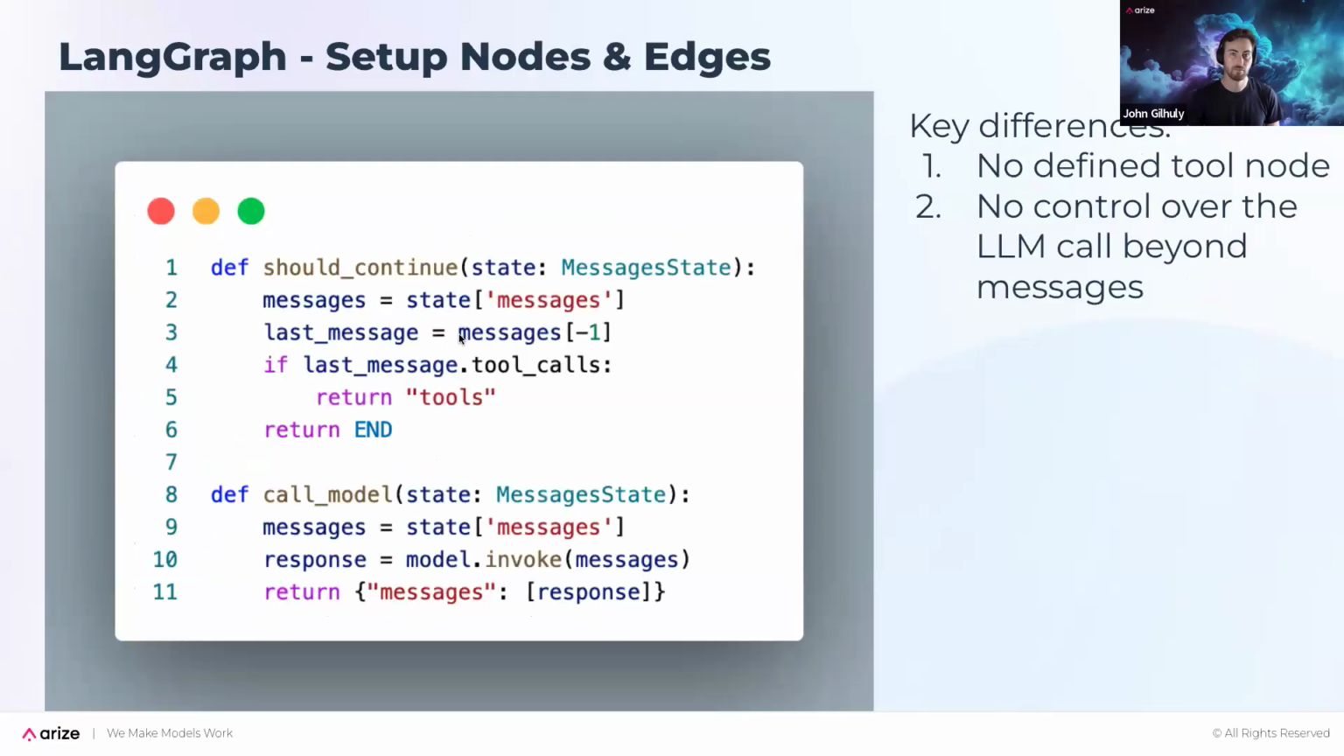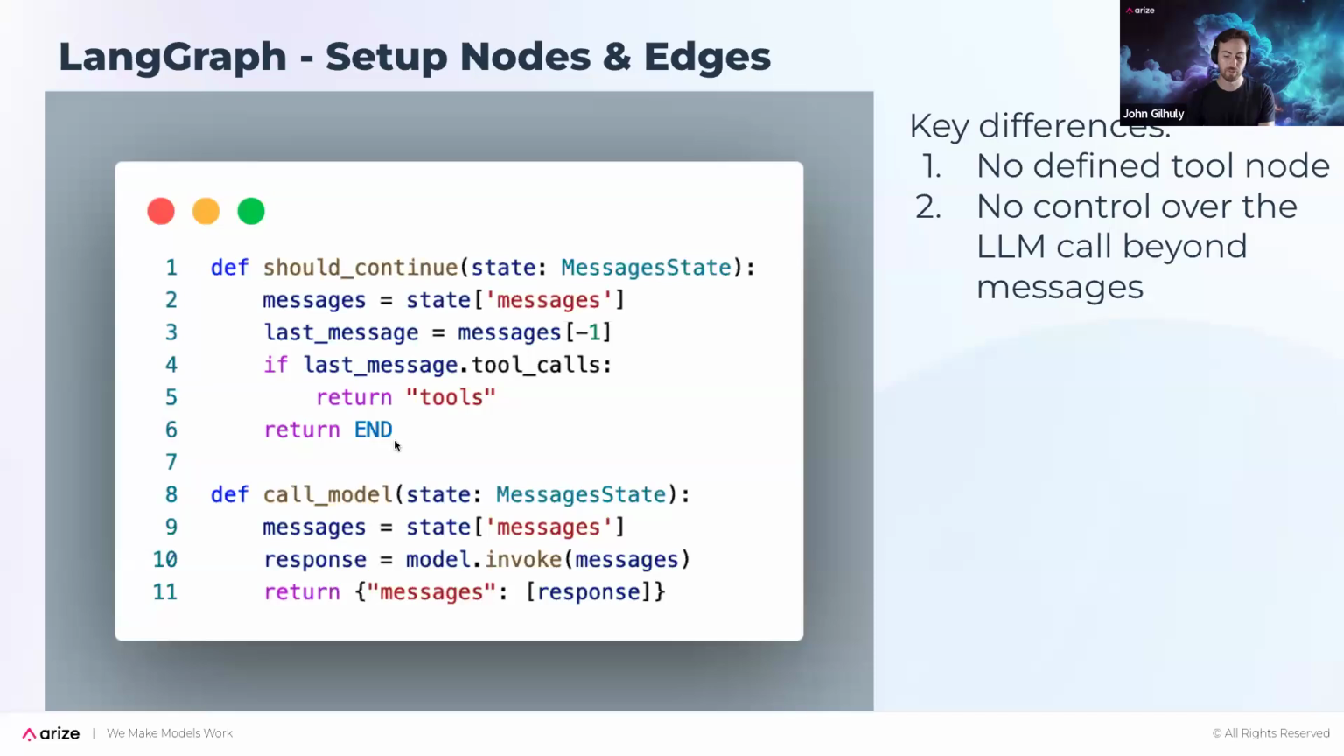So I mentioned the should continue side. So you see this should continue method here. This is actually a conditional edge. So this is where if we get a response back from our router, our LLM, it's going to first go to this method here as a conditional edge and say, okay, is there a tool call in the message? If there is, then let's go to tools. If there's not, we're just going to end and return back to the user.